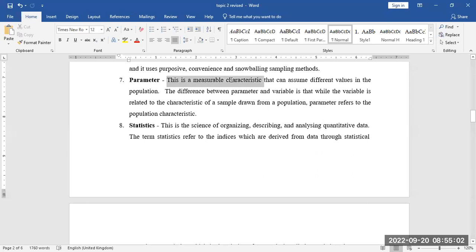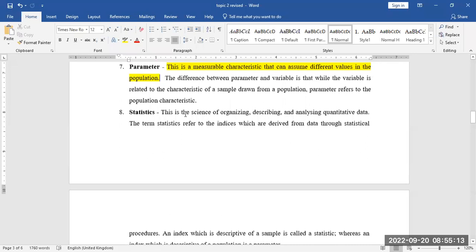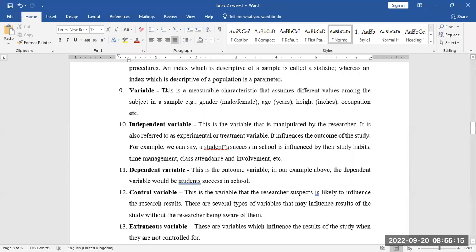Kindly get this so that you don't get confused with another term. And maybe we will go to that term, which is known as a variable. Let's look at statistics, let's go to a variable. When you look at a variable, it says this is a measurable characteristic that assumes different values among subjects in a sample.